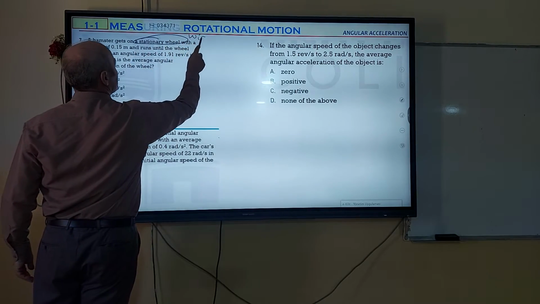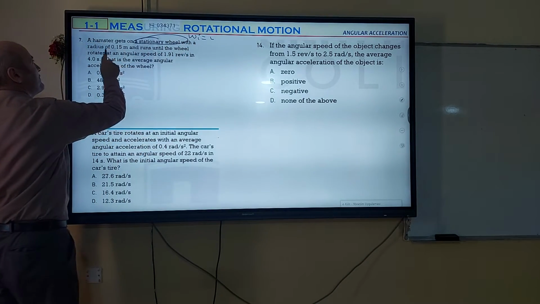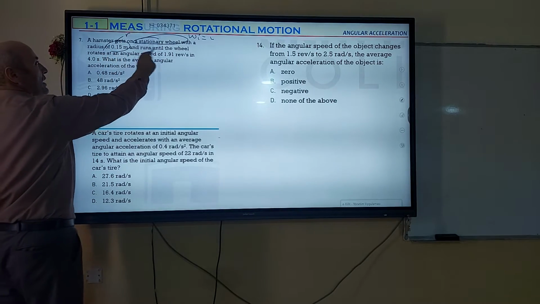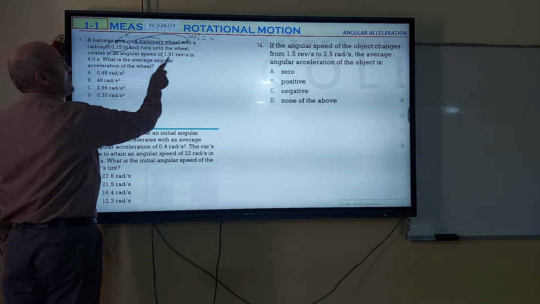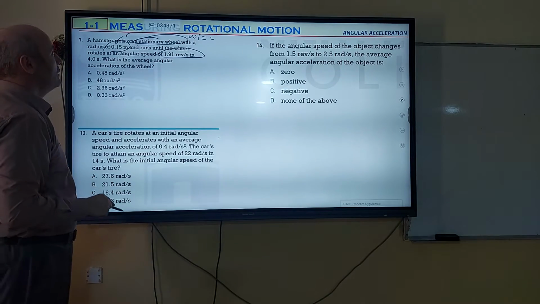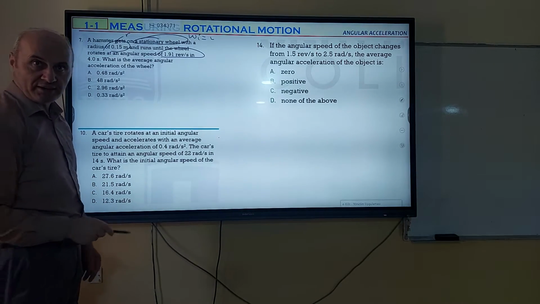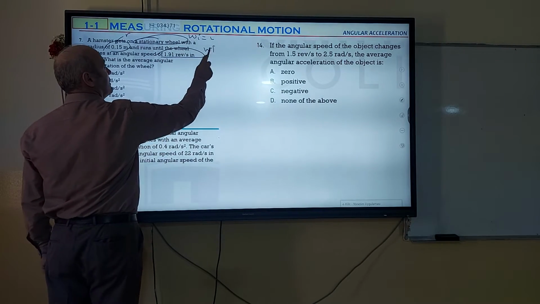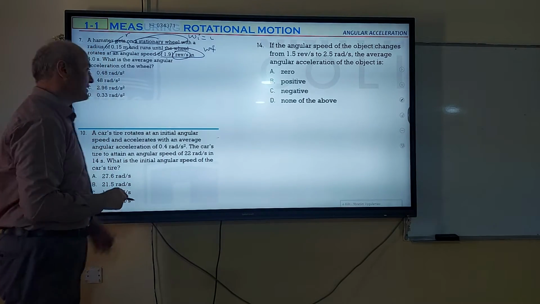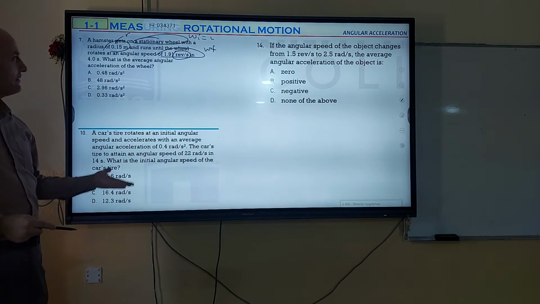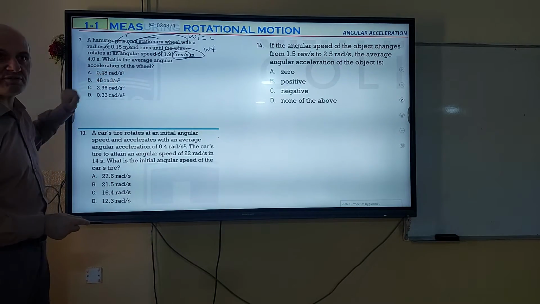Initial angular speed is 0, with a radius of 0.15. If needed, I'm going to use... it runs until the wheel rotates at an angular speed of 1.91 revolutions per second. This is final. Revolutions per second, so the choices are important. What is the average angular acceleration of the wheel?